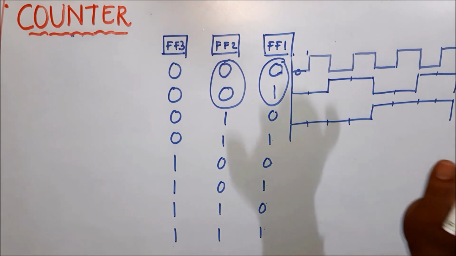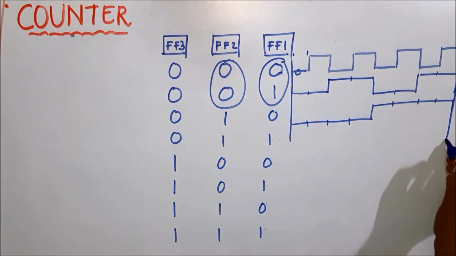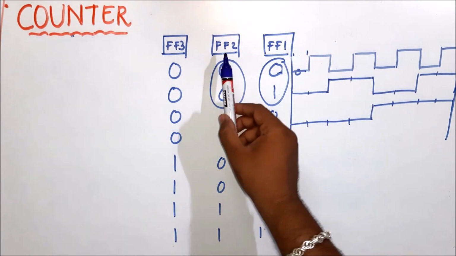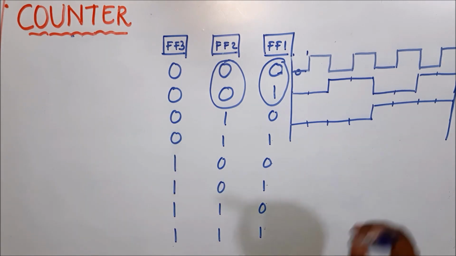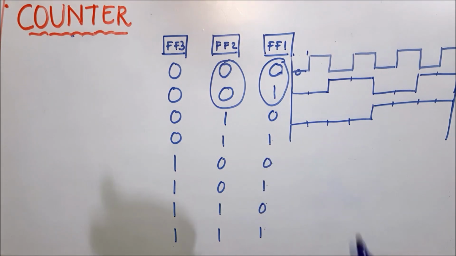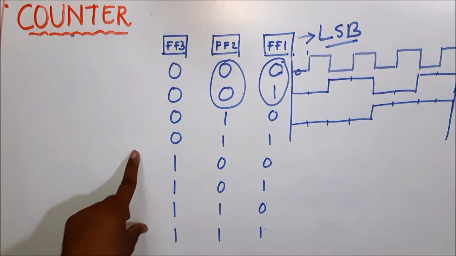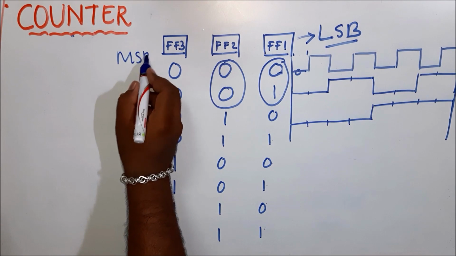That means you can see from this time to this time, the first flip-flop is triggered 4 times, the second flip-flop triggered 2 times, and the third flip-flop triggered 1 time. So the flip-flop that is triggered more times is my LSB. And the flip-flop that is triggering less often is my MSB.